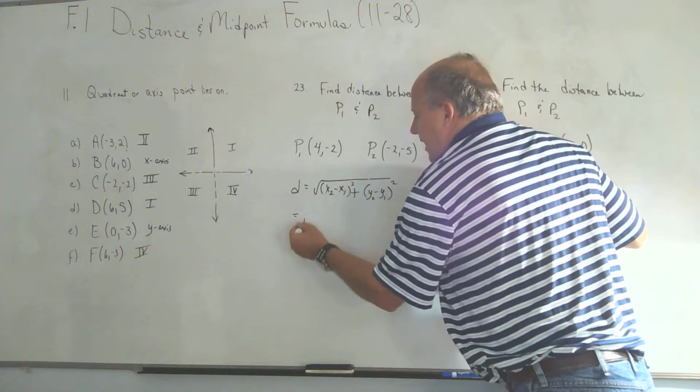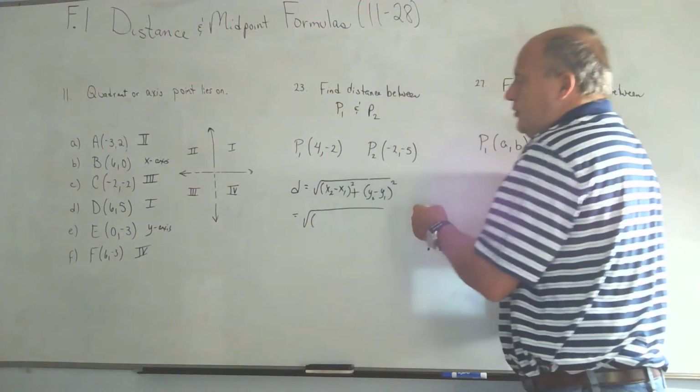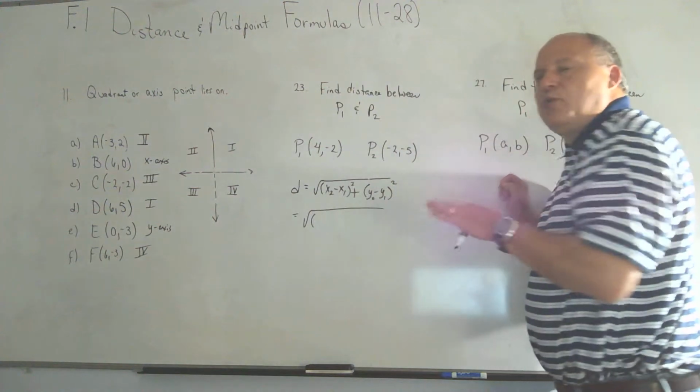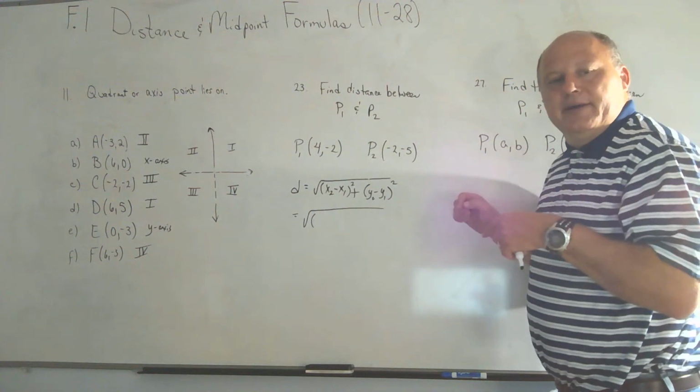And so now it's just a matter of placing the numbers in the appropriate place. So subtract the x coordinates. Now you're like, well, which one do you use? Do you go 4 minus a negative 2, or do you do a negative 2 minus 4? Really, it doesn't matter, because you're going to square it anyway.